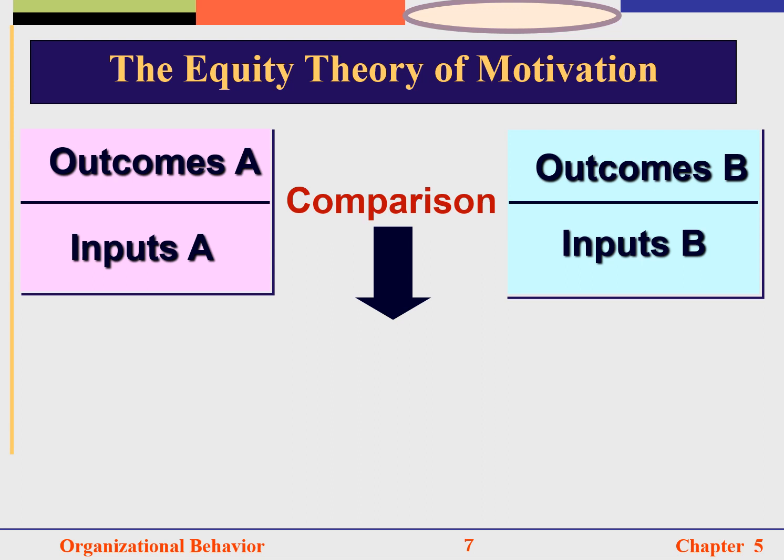You didn't get the same amount of reward. You didn't get the same amount of salary. But here you feel what? You feel equity. Why? Because the outcome of the conversion is equal. 100 over 50 equals 2. 50 over 25 also 2. So if the result of the comparison is equity, an equal sign, then you will feel satisfied. I trust this organization. The organization is fair enough.